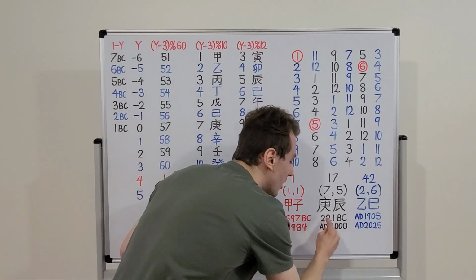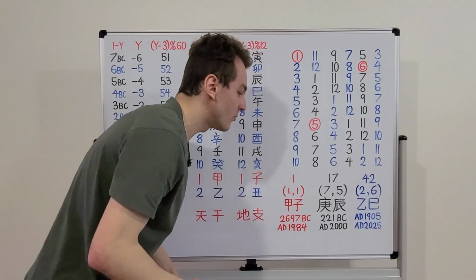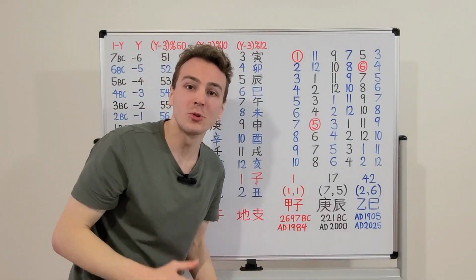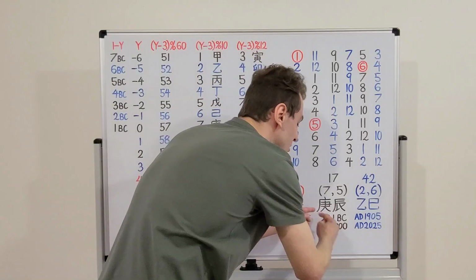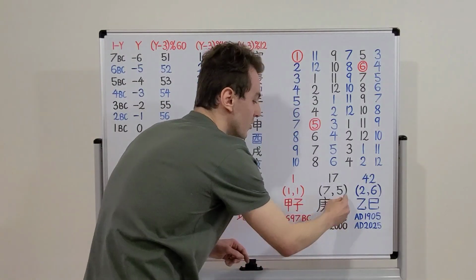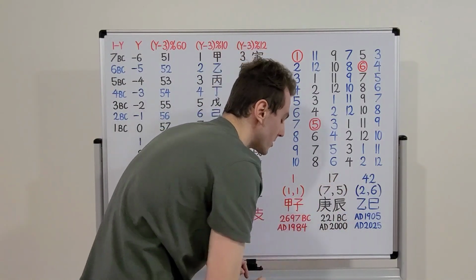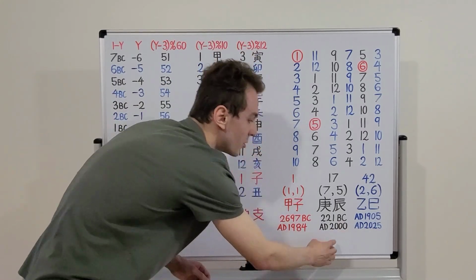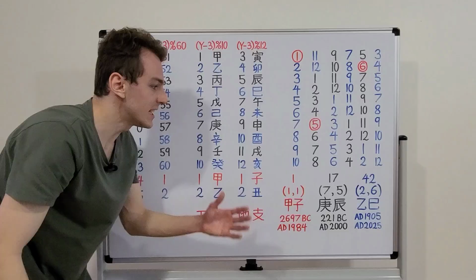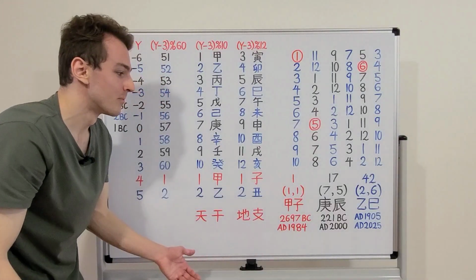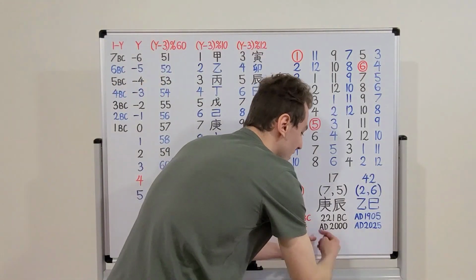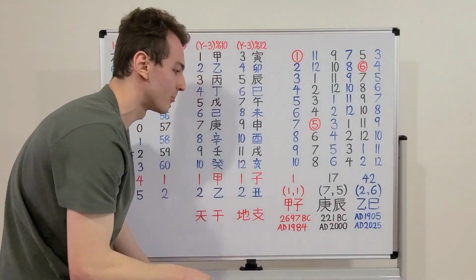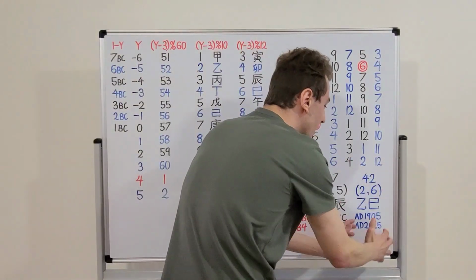We have the year 221 BC. If we convert that to the astronomical year number, we get minus 220. So this one is the year of the dragon, and we can map it to this pair of numbers. And another example is AD 2000. So it is also the year of the dragon, and it is the 17th year of the cycle. And this year 2000 is actually the 17th year of the current cycle, which we are in right now. Now, let's have a look at this final example.